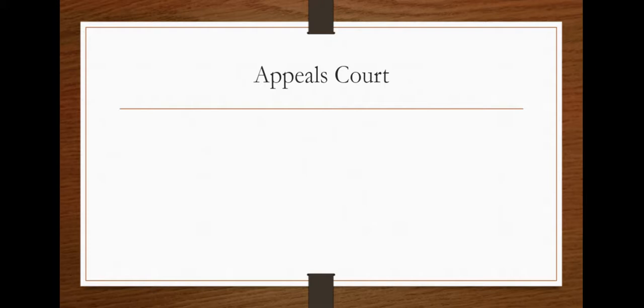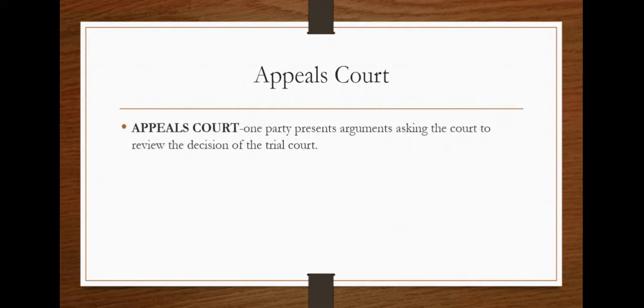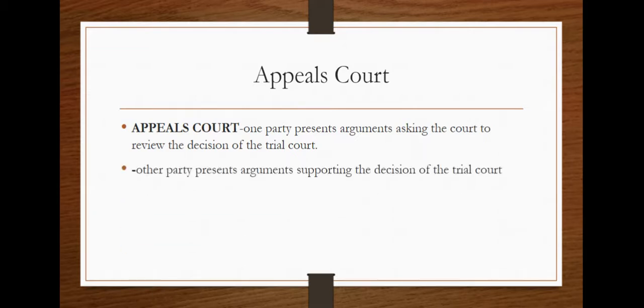So we've gone through the trial, there's a verdict. Now, let's say one side is upset with the verdict. Do they have the right to appeal? Yes. This is when appeals court comes into play. Now, what is an appeals court? In an appeals court, one party presents arguments asking the court to review the decision of a trial court. The other party, of course, is going to present arguments supporting the decision of the trial court and saying, no, we do not have to have this decision reviewed.